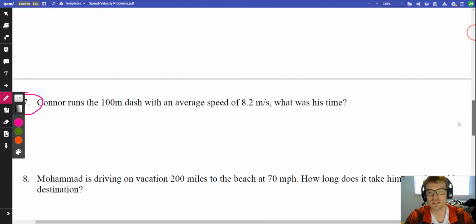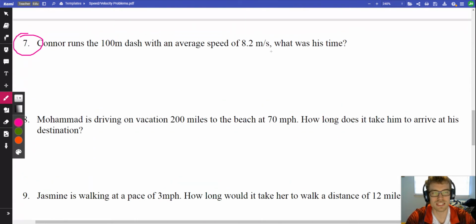Let's take a look at a different kind of problem. Let's take a look at one where it's asking, what is his time? Again, in this equation, we are given speed. So if we just read through, Connor runs the 100-meter dash. Okay, 100 meters, that's our distance, with an average speed of 8.2 meters per second. What is his time? So we don't know the time.